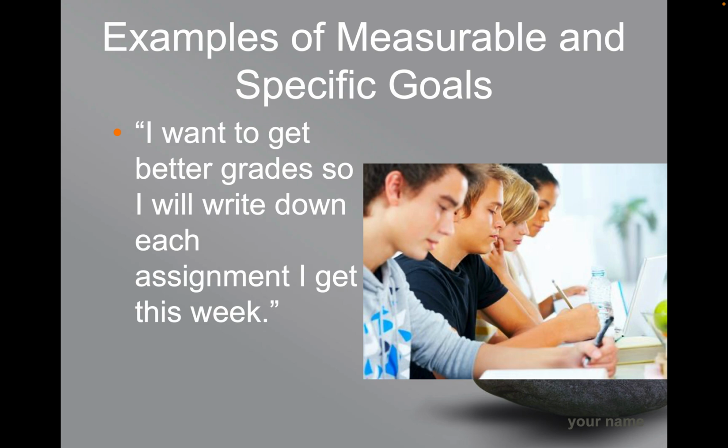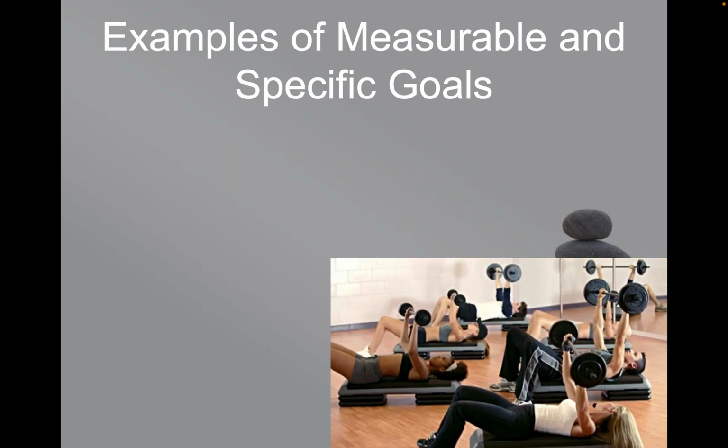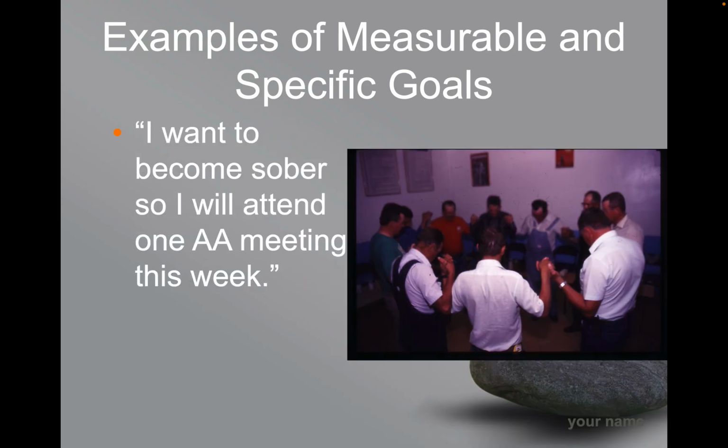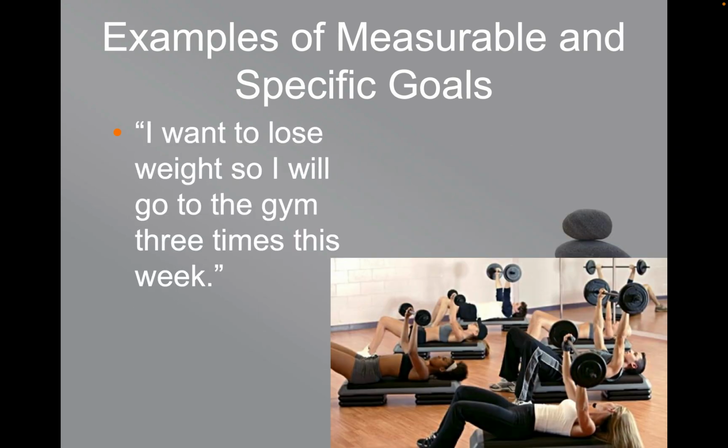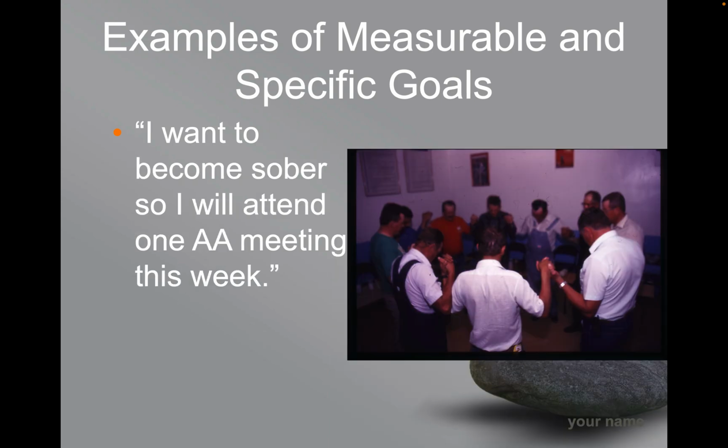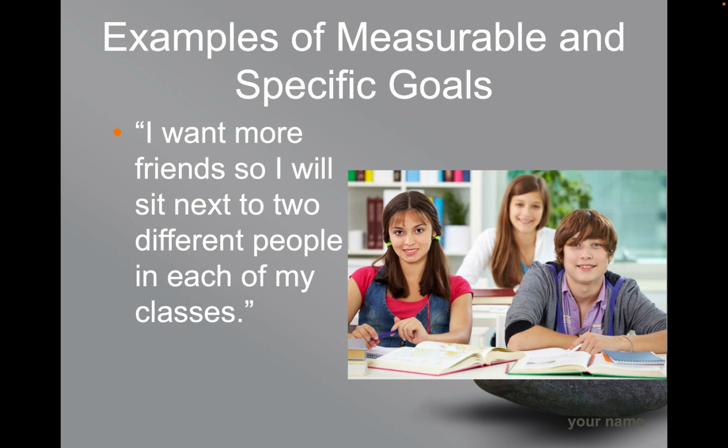I want to get better grades, so I will write down each assignment I get this week. I want to lose weight, so I will go to the gym 3 times this week. I want to become sober, so I will attend 1 AA meeting this week. I want more friends, so I will sit next to 2 different people in each of my classes.